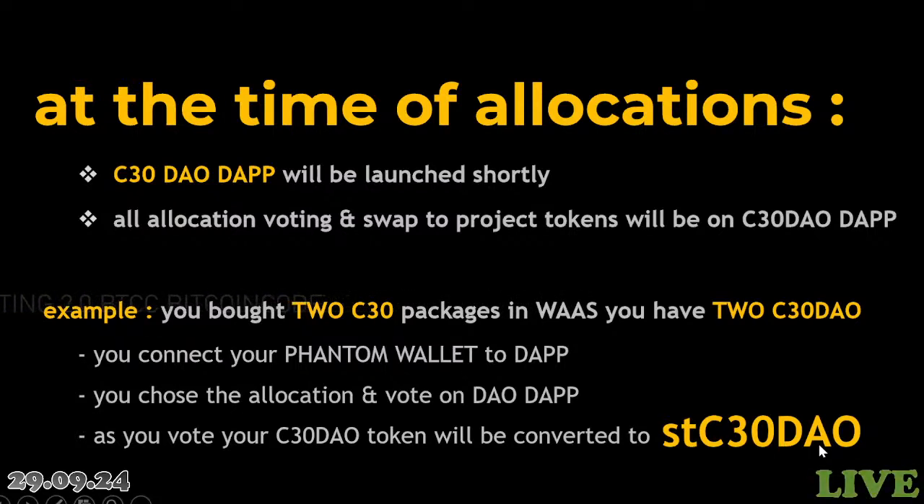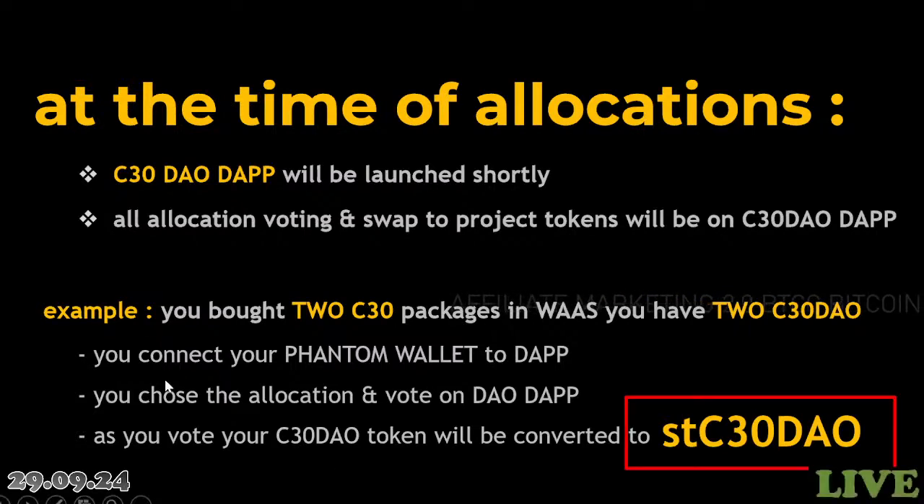ST means staked C30 DAO tokens, which are like a confirmation token against your vote. So you have cast your vote for a particular allocation. That means you are ready for that allocation. And against that, as a note of confirmation, ST C30 DAO will be provided to you. So this also you will have in your dApp. So you have ST C30 DAO tokens. That means you are now ready for that particular allocation. All right, I hope this is clear.